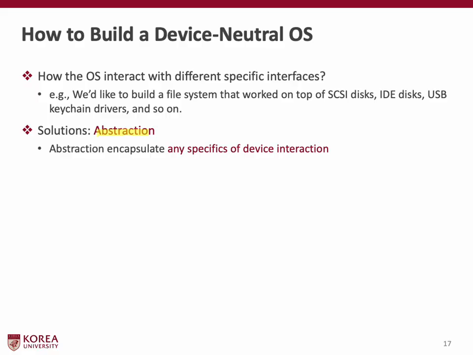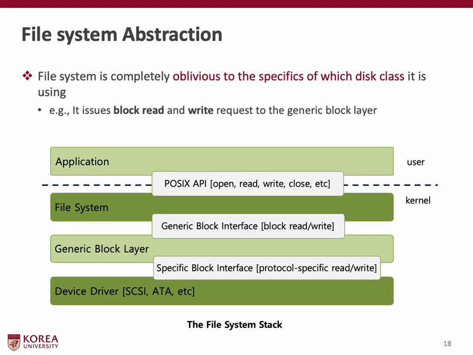For example, if we want to build a file system that works with SCSI disks, IDE disks, USB keychain drives, and so on. In this case, abstraction can allow the operating system to handle these devices in the same way. This is the power of abstraction provided by the operating system. To this end, the operating system utilizes file system abstraction.